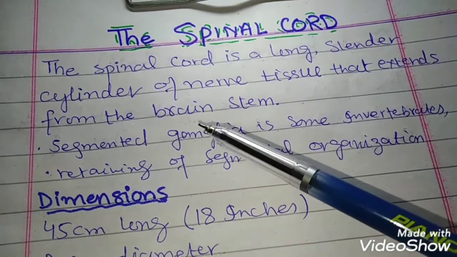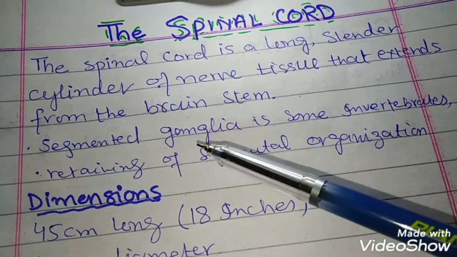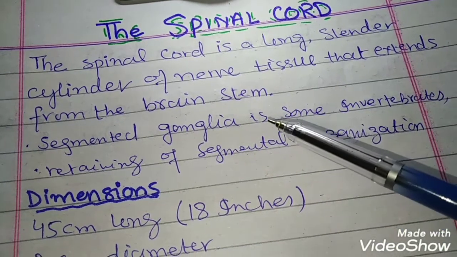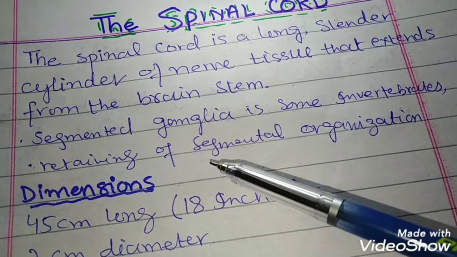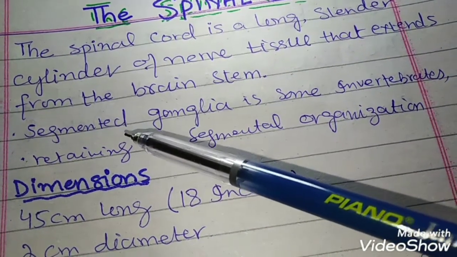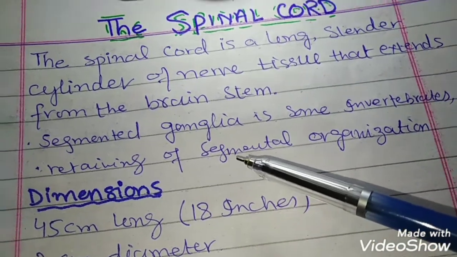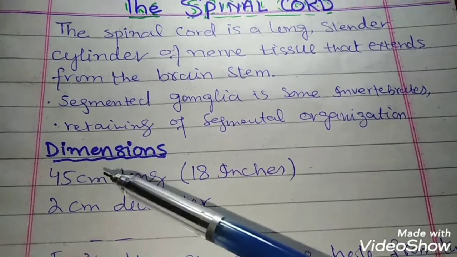Some invertebrates have segmental ganglia, and the spinal cord also inherits this characteristic of segmentation from the invertebrates which have segmented ganglia. The spinal cord is also divided into segments.